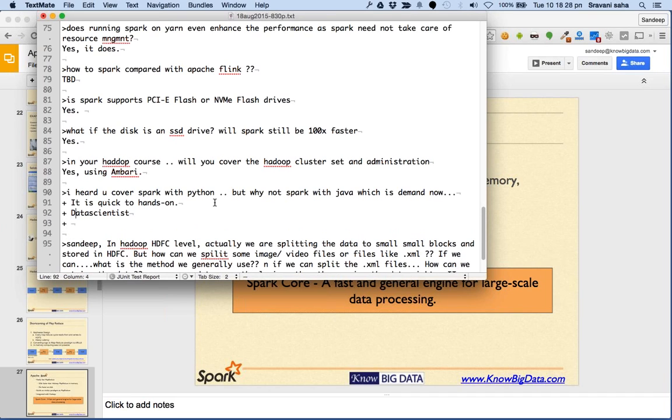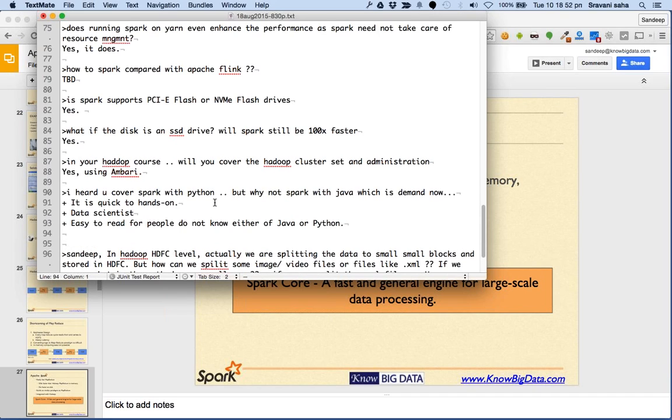Okay. Next, the other problem Python solved was it's easy to read for people who do not know either Java or Python. This is something which we conducted. We gave the same logic to people who neither knew Python nor Java, so they could tell what that logic does if the code was in Python. So that was the reason why we are sticking with it, because of the readability.